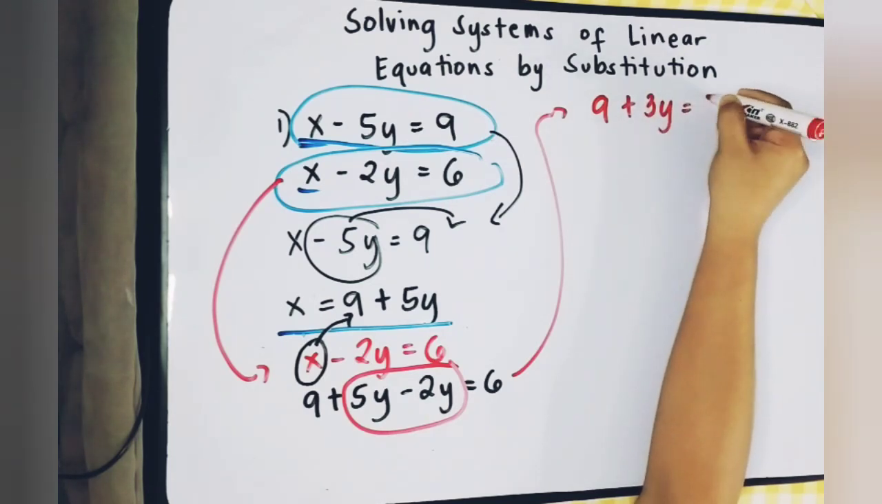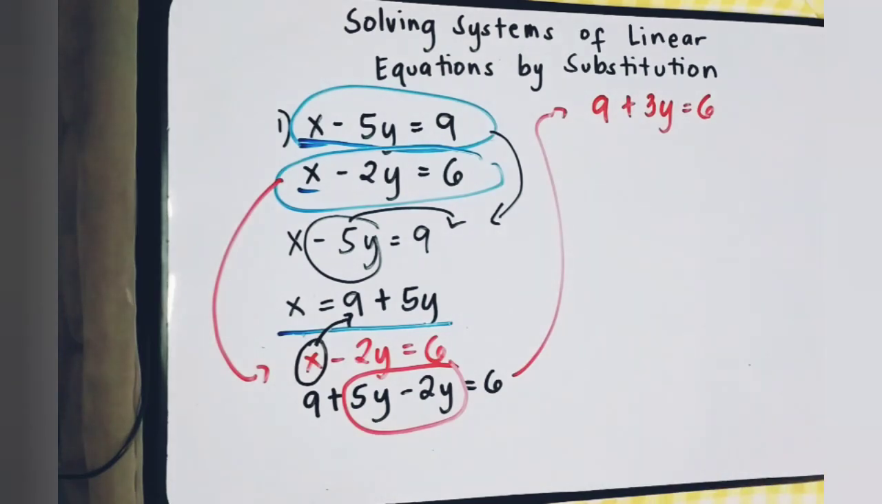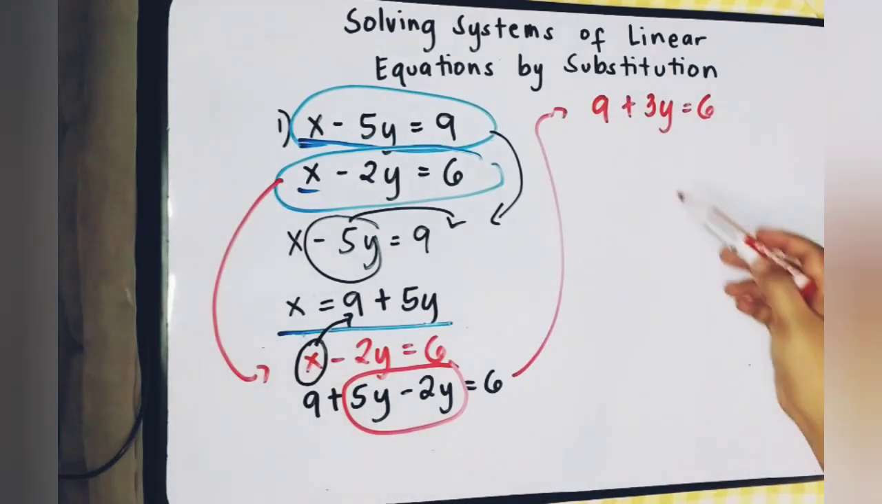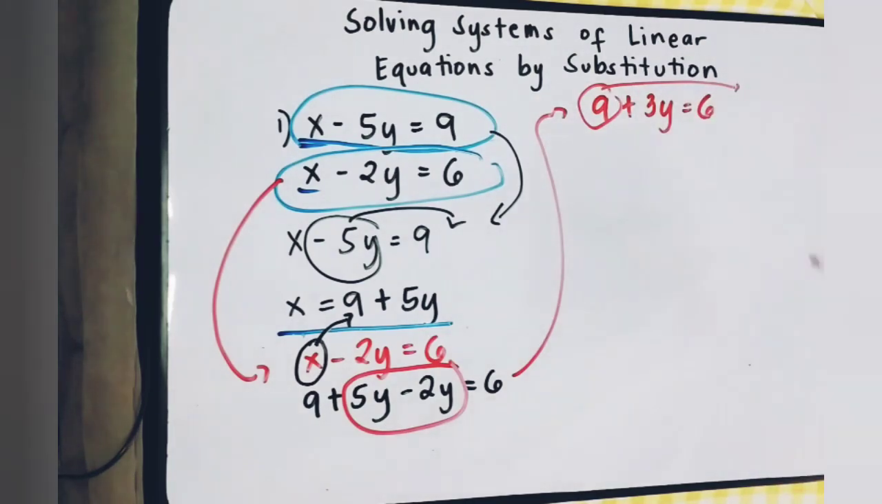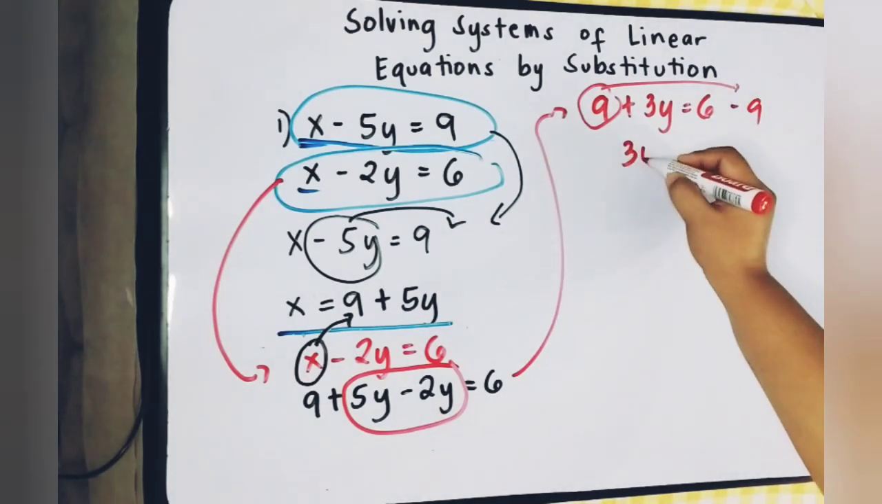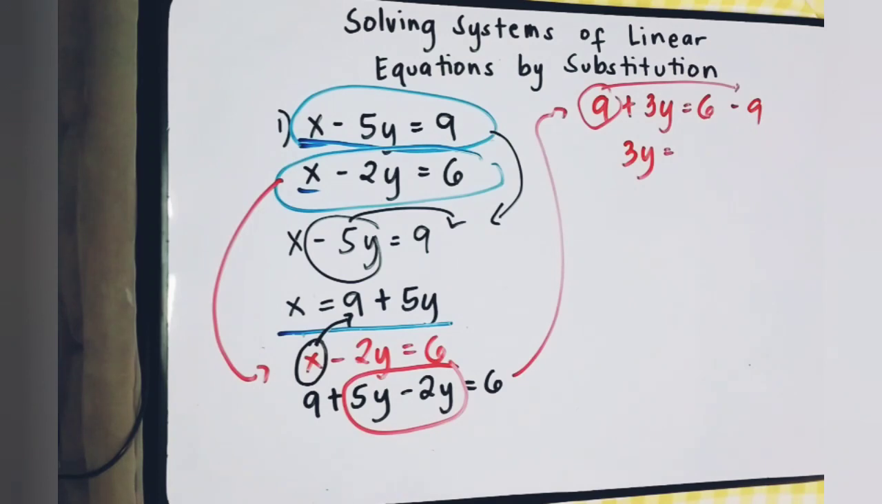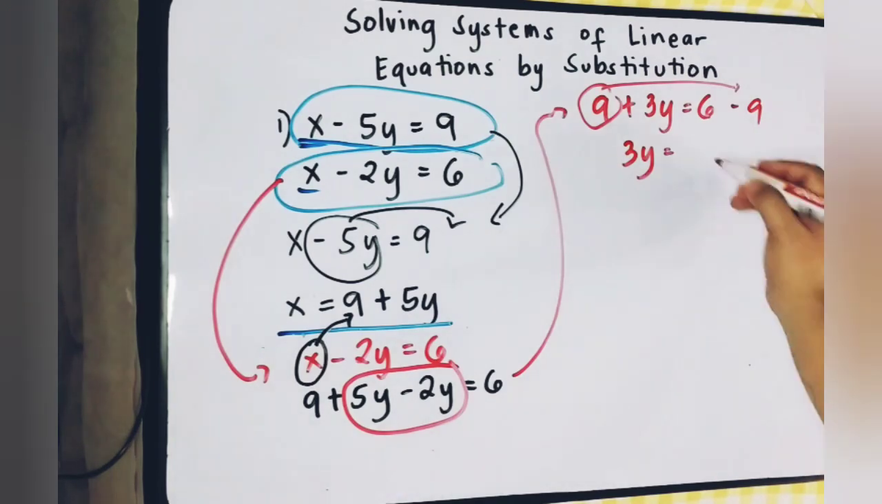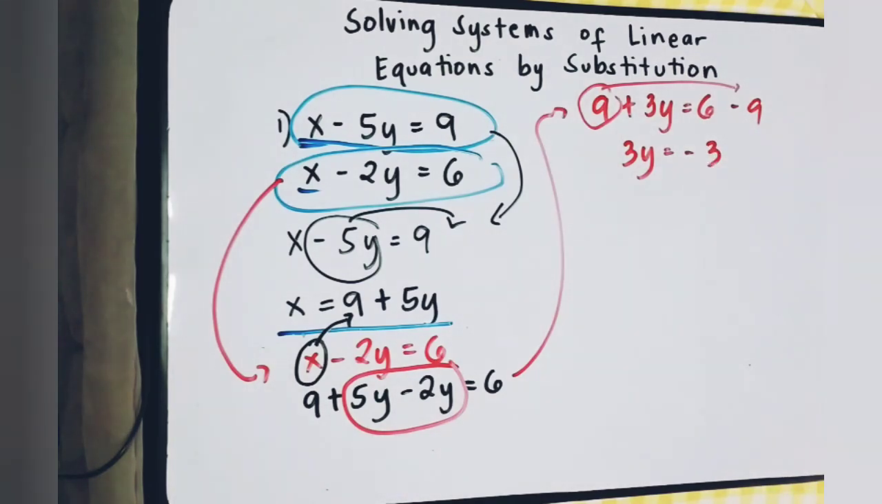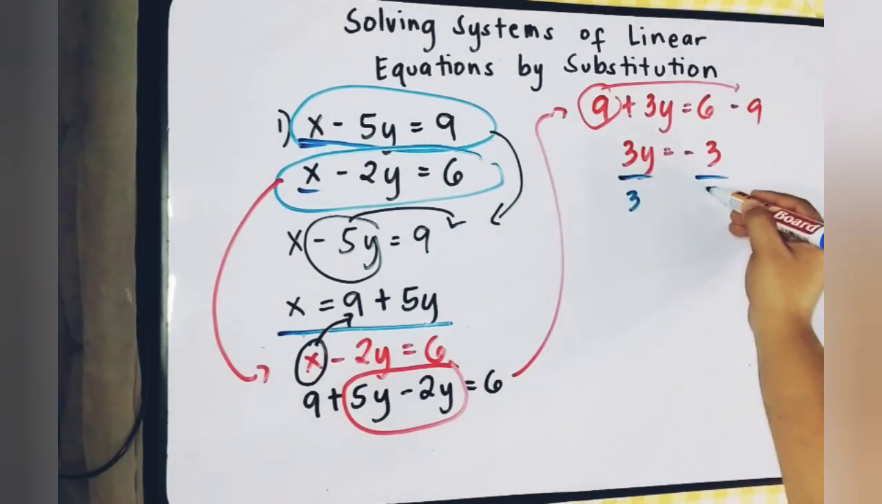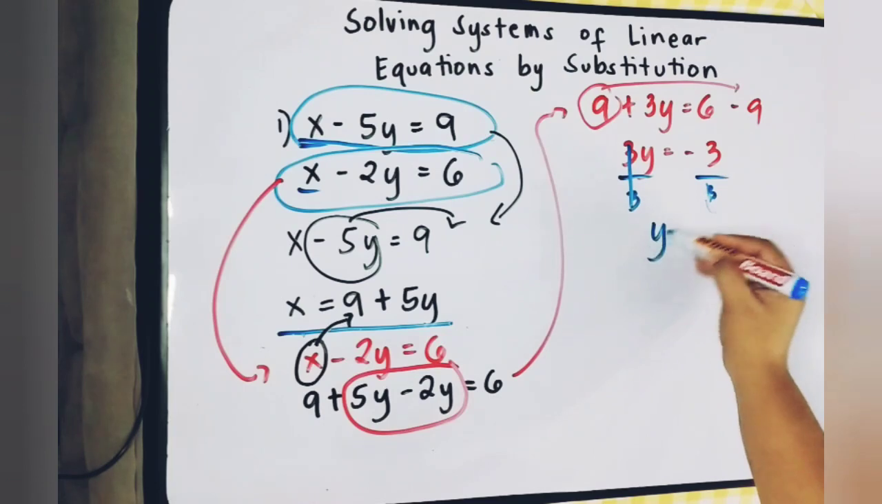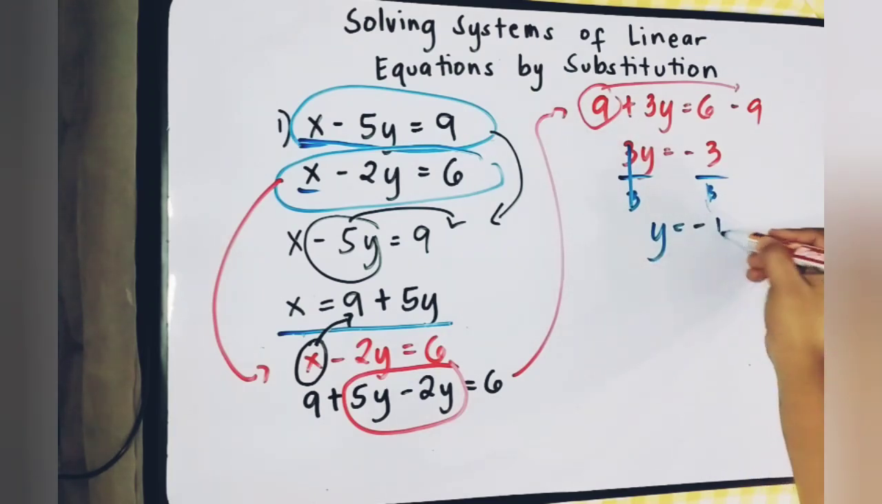So, copy 9 plus, we have here 3y equals 6. Okay? Combined like terms, so we can transpose positive 9 to the other side of the equation. That will become negative 9. So we have here 3y equals, so 6 minus 9, that is equal to negative 3. Solve now for y. So divide both sides by 3. Y now is equal to negative 1.